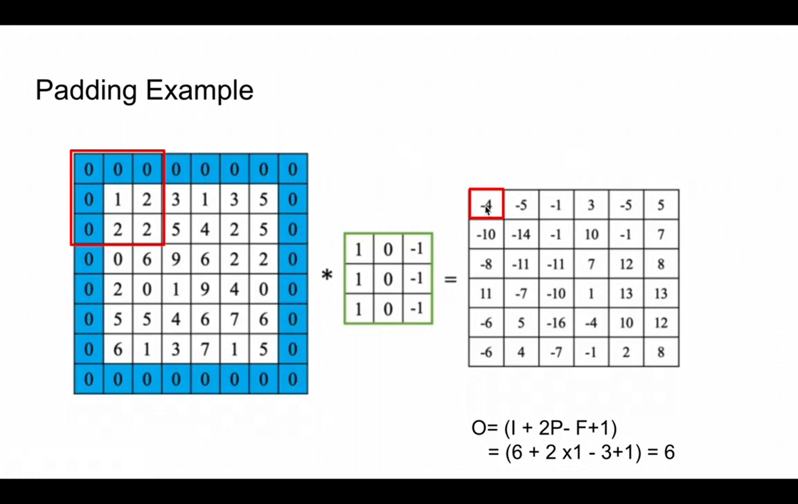So the output image will become 6 by 6 instead of 4 by 4. And this 6 by 6 output image is the same size as the input image. If we apply the formula, we can verify: I plus 2p minus f plus 1, I is 6, p is 1, and f is 3. Therefore, you get output size 6, which is consistent with our operation.